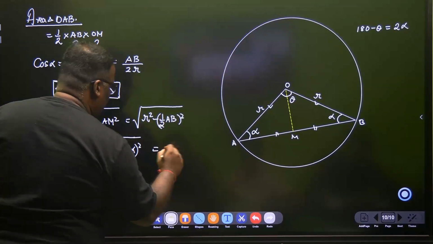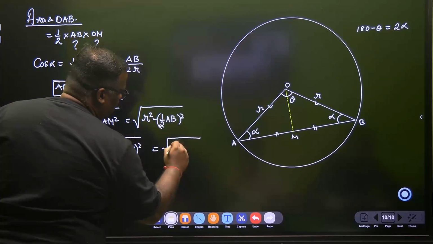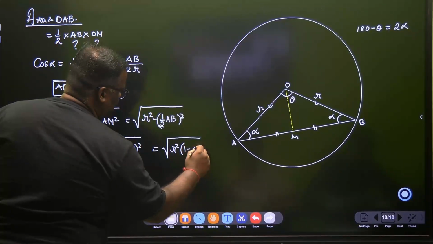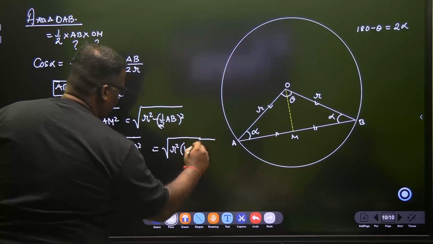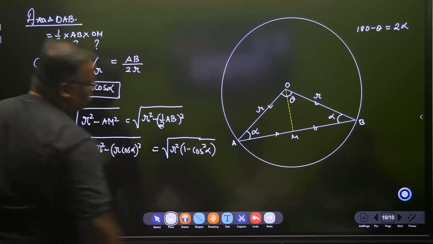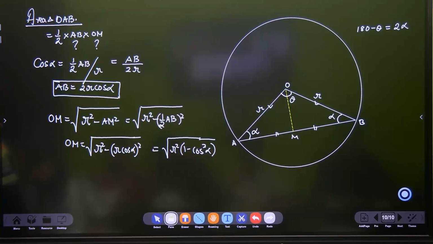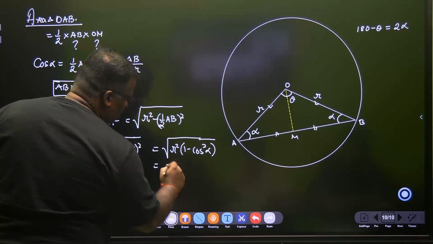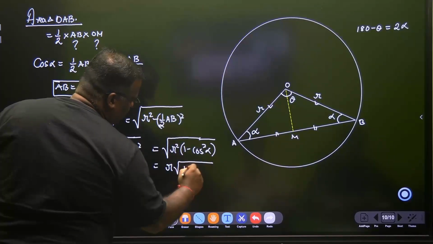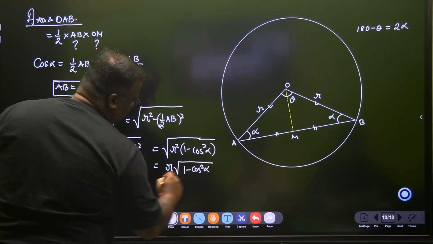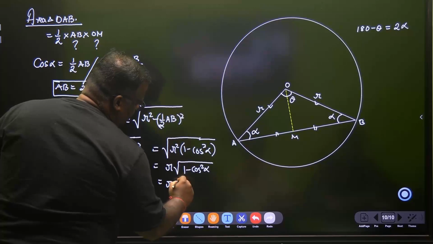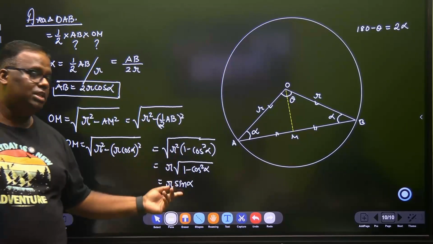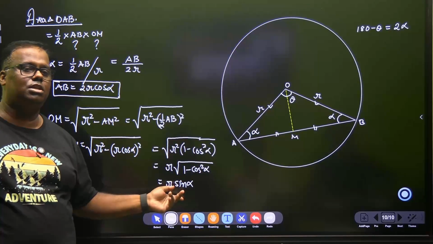To make it more stylish, I can make it R square times 1 minus cos square alpha. No issues? Take the R square out, so it comes out as R root under 1 minus cos square alpha, which is nothing but R sin alpha. 1 minus cos square theta is sin square theta, root of sin square theta is sin theta.